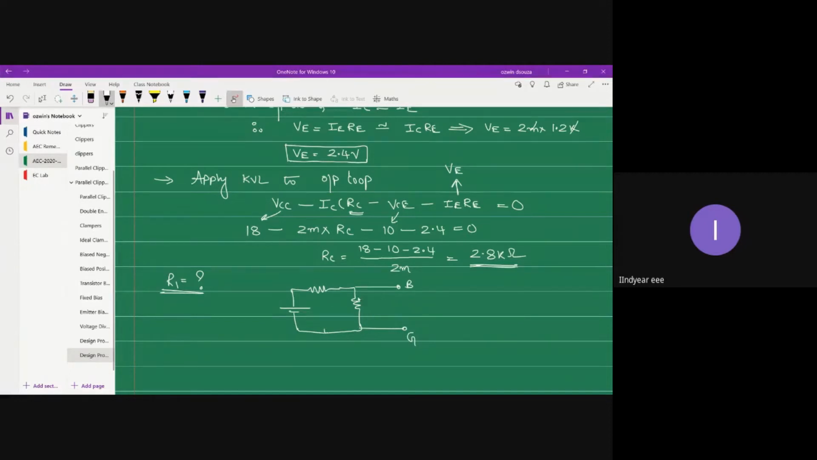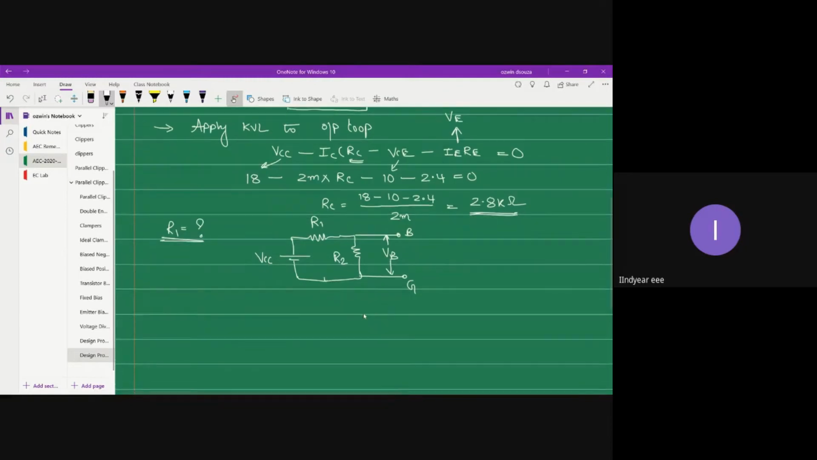Let's reconstruct the input network. This is your base terminal and this is your ground terminal. The base to ground voltage is nothing but VB, correct? Base to ground voltage is VB, and this is VCC, this is R1, and this is R2. Using the potential divider rule, VB is equal to the main voltage into the resistance across which VB is measured, divided by the sum of resistances. The same formula holds good for VTH as well. So that's your VB.